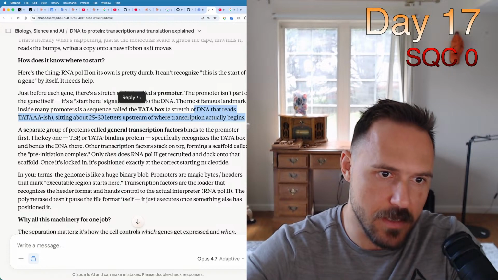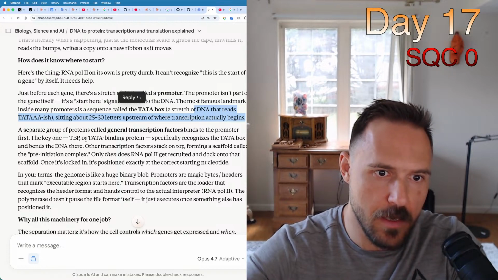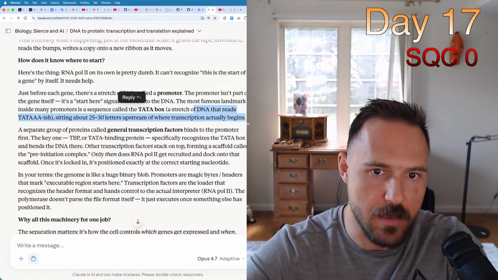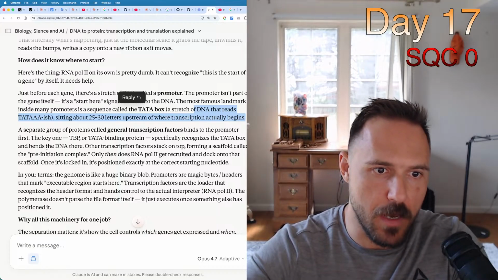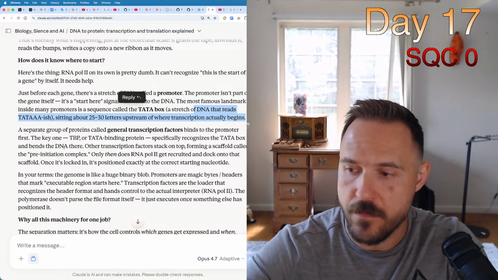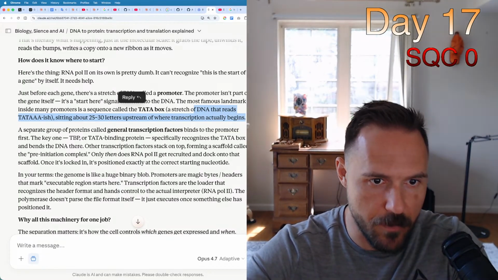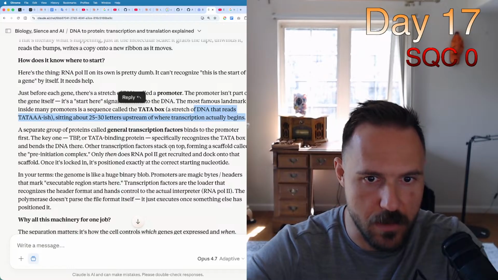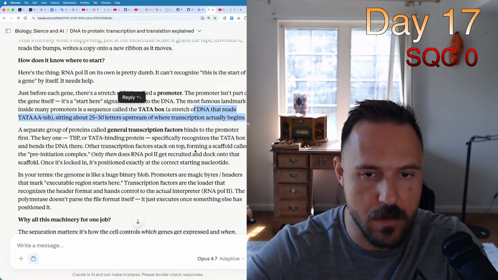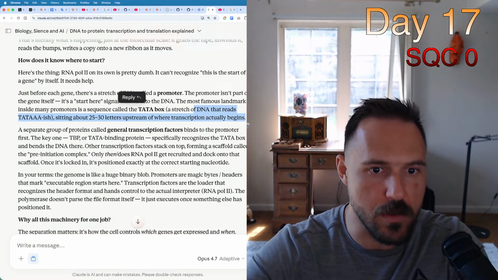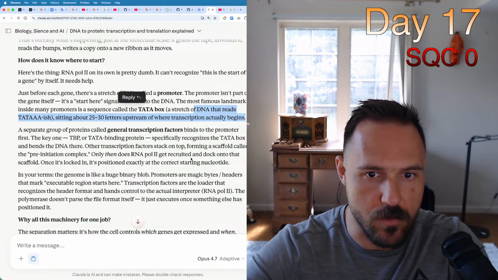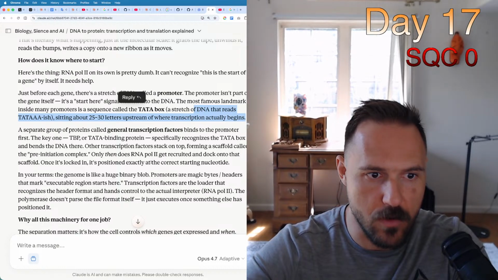First, the key one, TBP, or TATA binding protein, specifically recognizes the TATA box and bends the DNA. Other transcription factors stack on top, forming a scaffolding called the pre-initiation complex. Only then does RNA Pol II get recruited and dock on that scaffold.